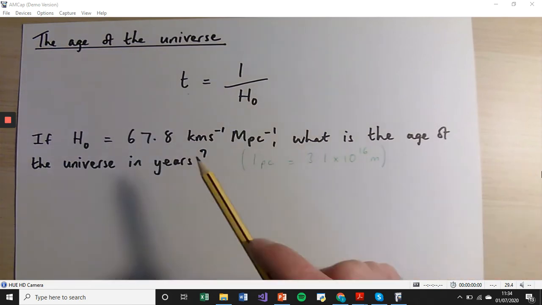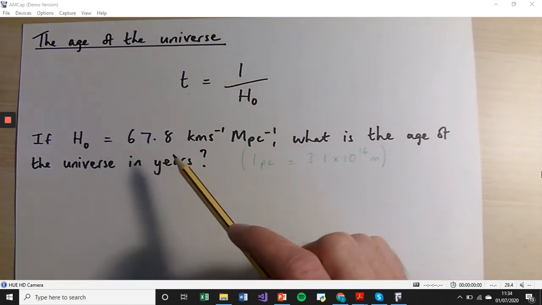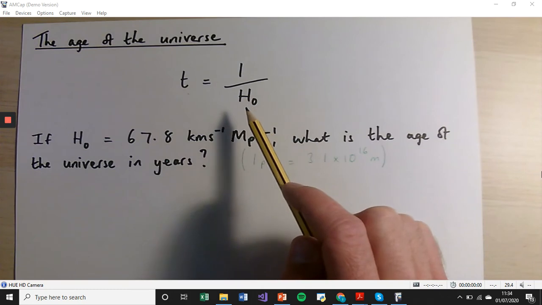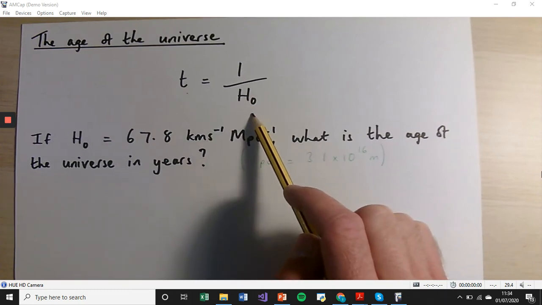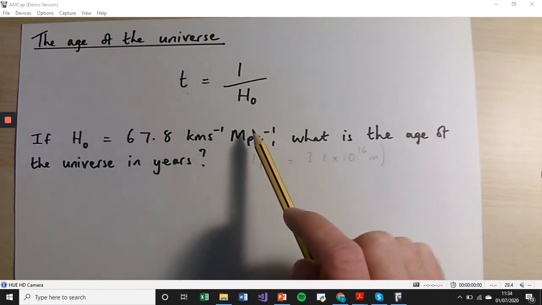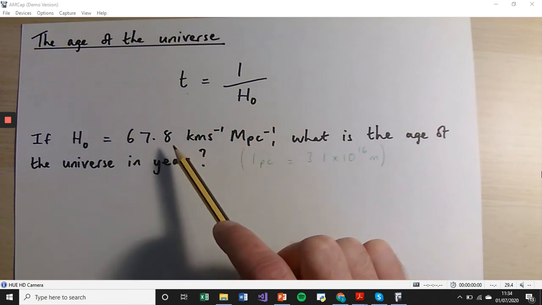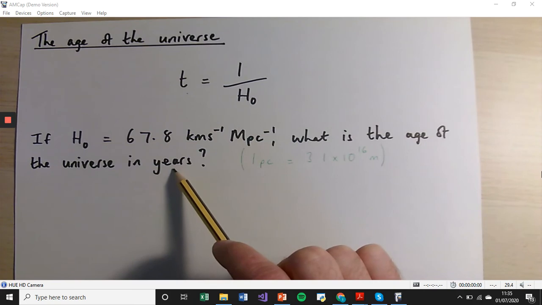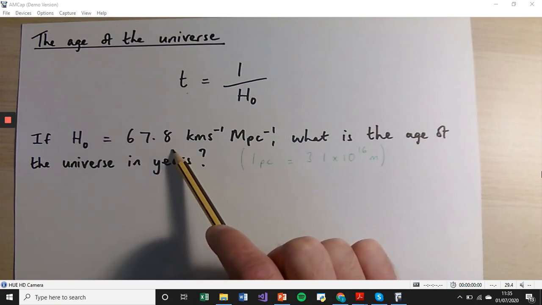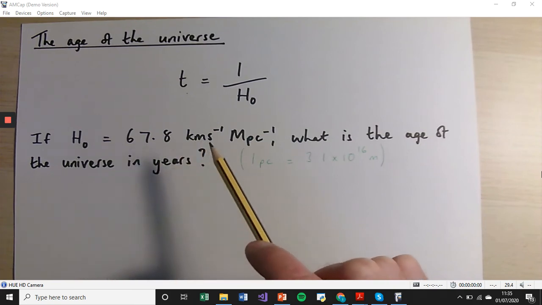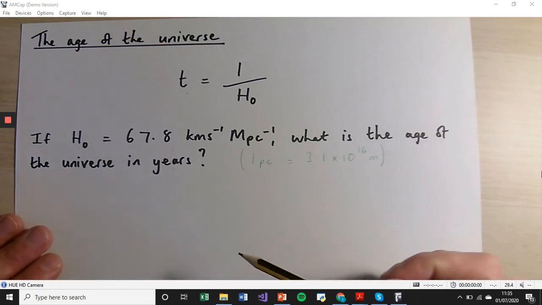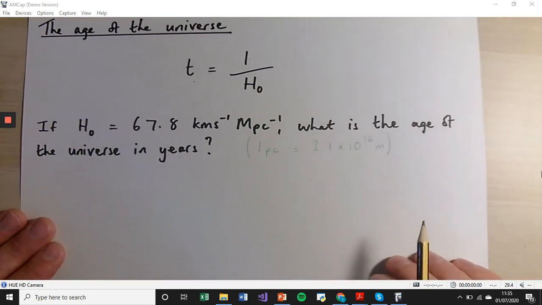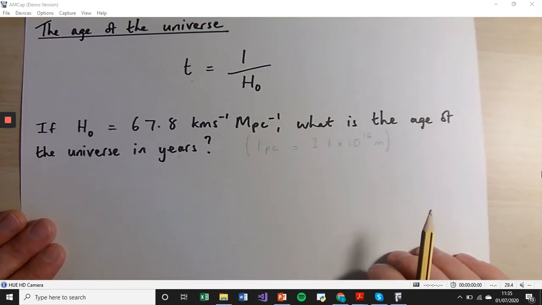The problem is the units, because that would be an easy sum to do if we just got a value for the Hubble constant and worked out the age of the universe, which is just 1 divided by that Hubble constant. But that's going to give us a time in horrible units. So if we want to work out the age of the universe in years, we need to convert first of all the Hubble constant into per second. Then we can do 1 divided by that Hubble constant and then turn the seconds into years.